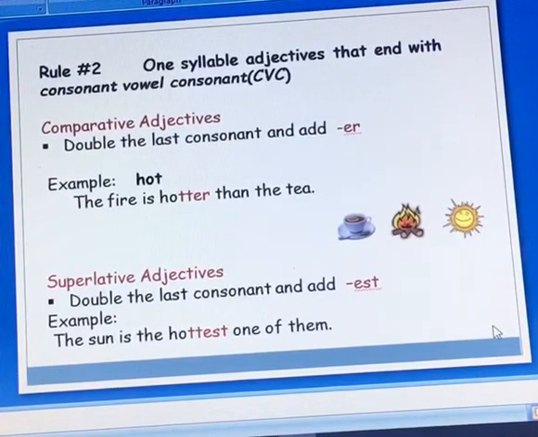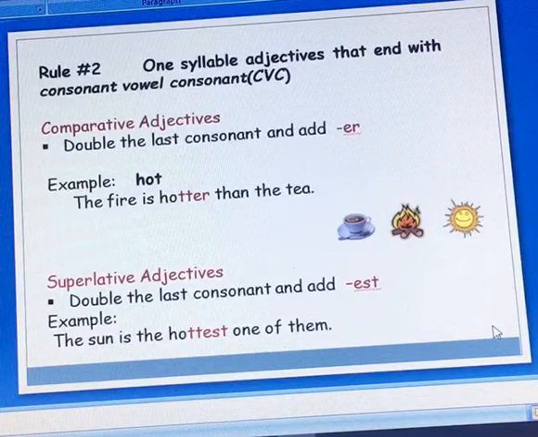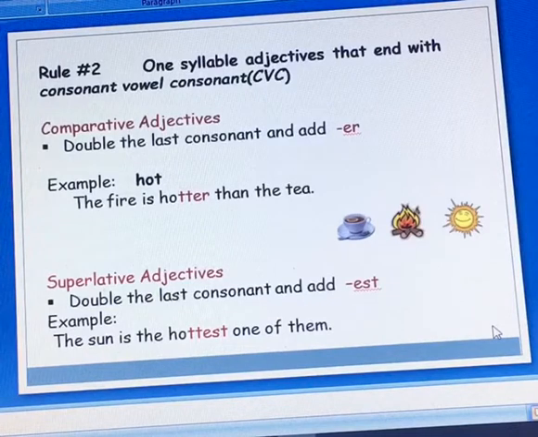Rule number 2. One syllable adjectives that end with consonant vowel consonant or CVC. For comparative adjectives, we double the last consonant and we add er. For example, hot. Hot has a consonant vowel consonant. So, what does hot become? The fire is hotter than the tea. We double the T and we add er.